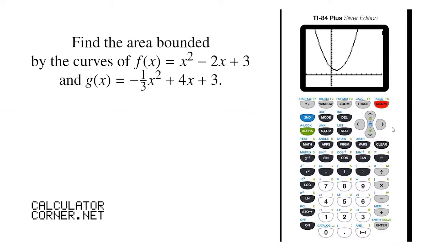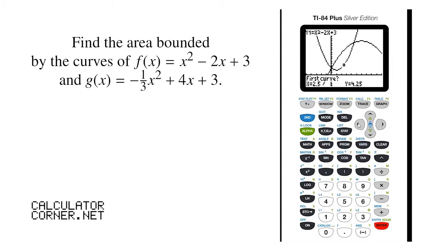There's our parabola and the second parabola, and that's a great looking graph. We can clearly see where the two parabolas intersect. We need this intersection to determine what the bounds on the integral will be. To find the intersection of these two curves, I'm going to do second calc. I'm going to go down to number 5 for intersect.